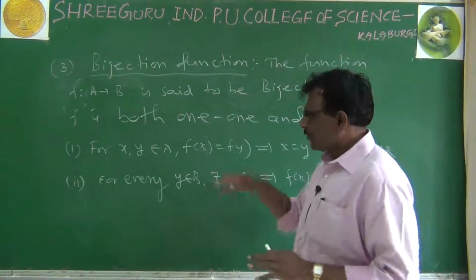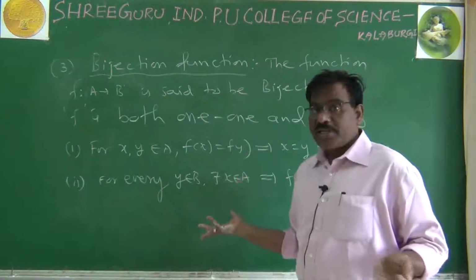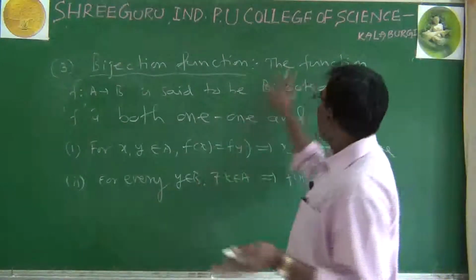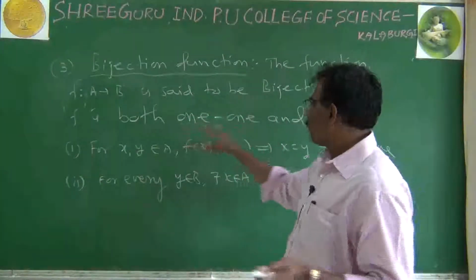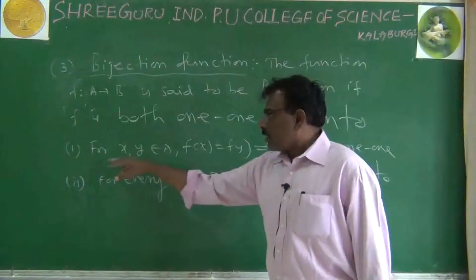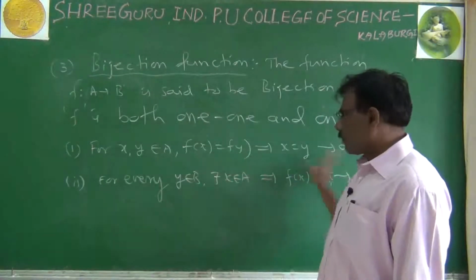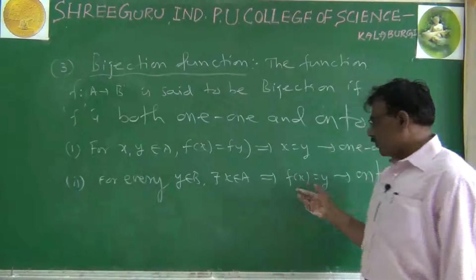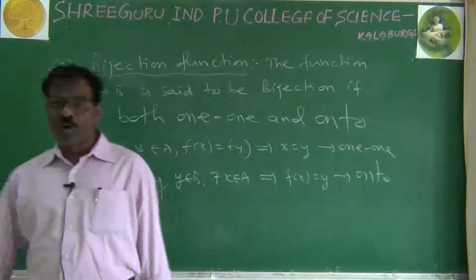No need of writing the one-one and onto formula. Even you have to write this also, but it takes time. For a 1 mark question asking to define bijection: the function f from A to B is said to be a bijection if f is both one-one and onto. I am writing onto means for every y, f of x is y. F of x is y is known as the onto formula.